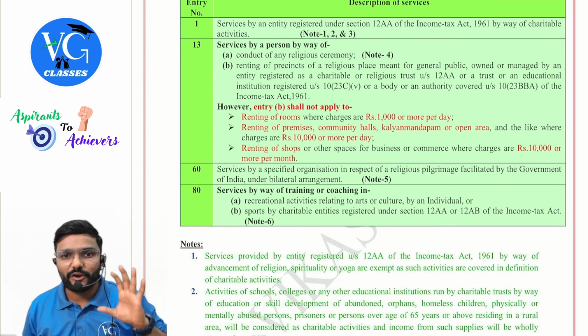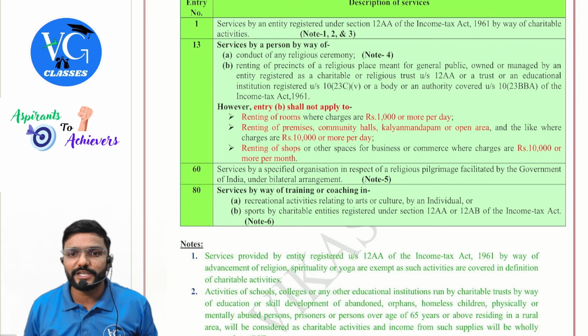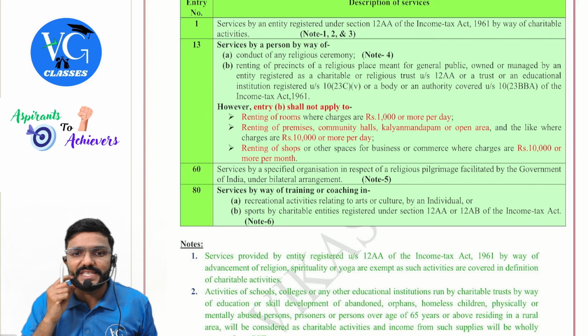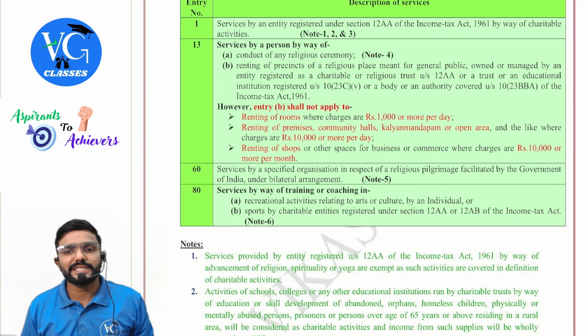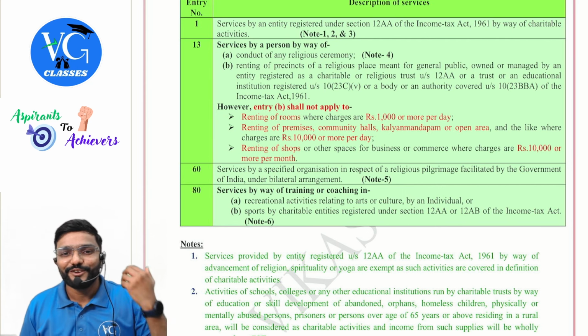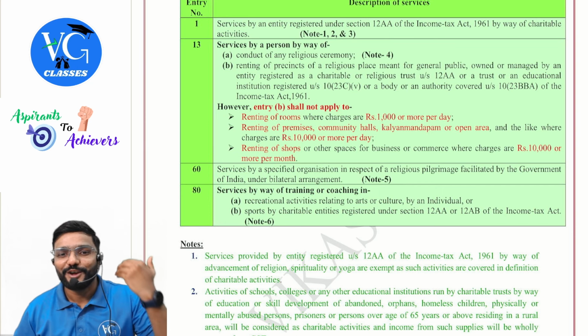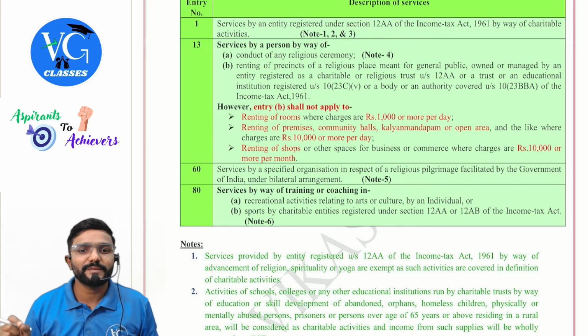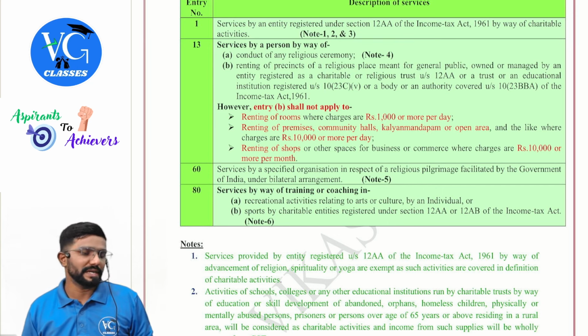Renting of precincts of a religious place meant for general public, owned or managed by an entity registered as a charitable or religious trust under section 12AA, or a trust or an educational institution registered under section 10(23C)(v), or a body or an authority covered under section 10(23BBA) of the Income Tax Act 1961.